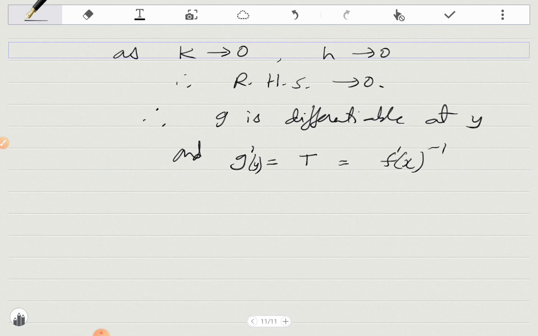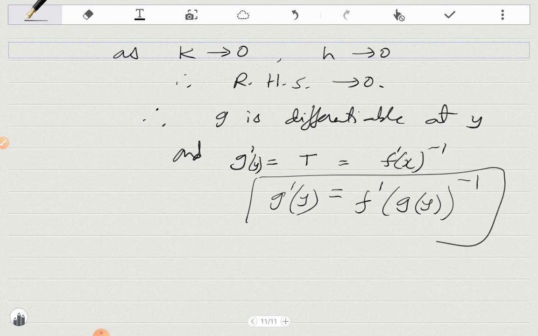Which in fact I can write as f prime at g of y, inverse, since x is g of y. So g is differentiable on the open set V. What about the continuity of the derivative?